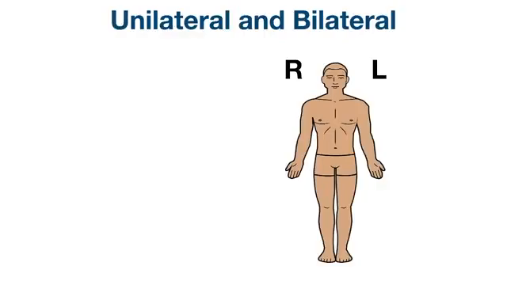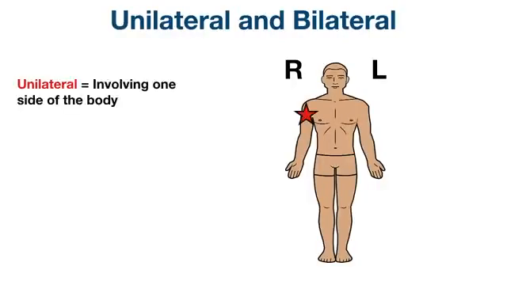Next, we have unilateral and bilateral. These terms are pretty straightforward. Unilateral involves one side of the body. For example, there could be a rash involving only the right arm as depicted by the star. This would be a unilateral rash involving the right upper extremity. We learned in the medical prefix video that uni means one or single, which will help you remember unilateral involves one side of the body.